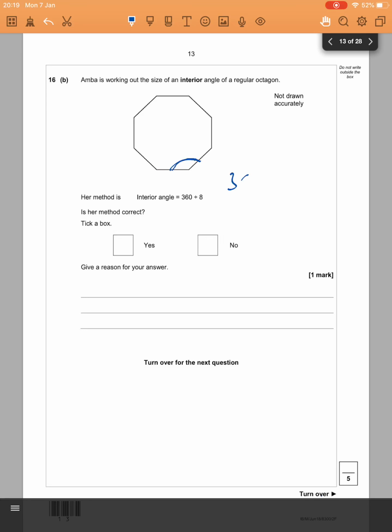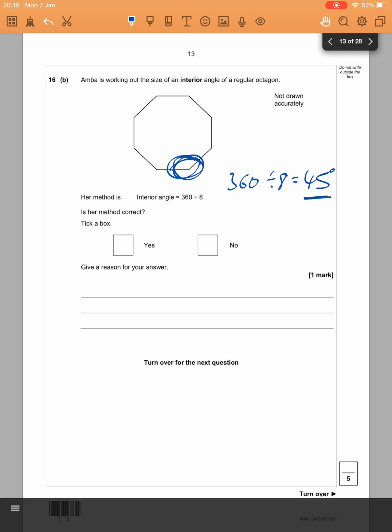So 360 divided by 8 equals 45 degrees. Now we can tell straight away by looking at that it's not a 45 degree angle, because 45 degrees is what sort of angle, and the angle drawn here is what sort of angle. So you can say that it's not correct because they're two different types of angle, but you need to be able to name the types of angle.